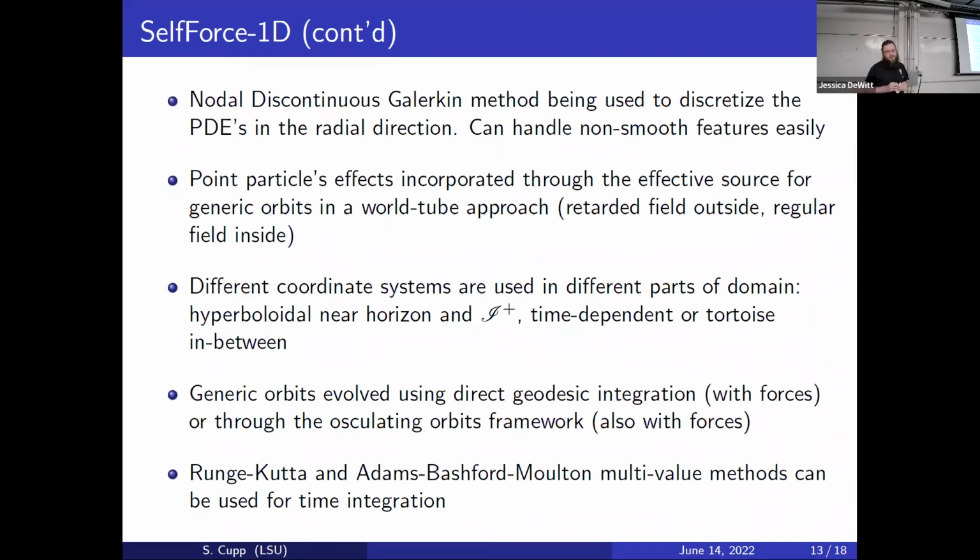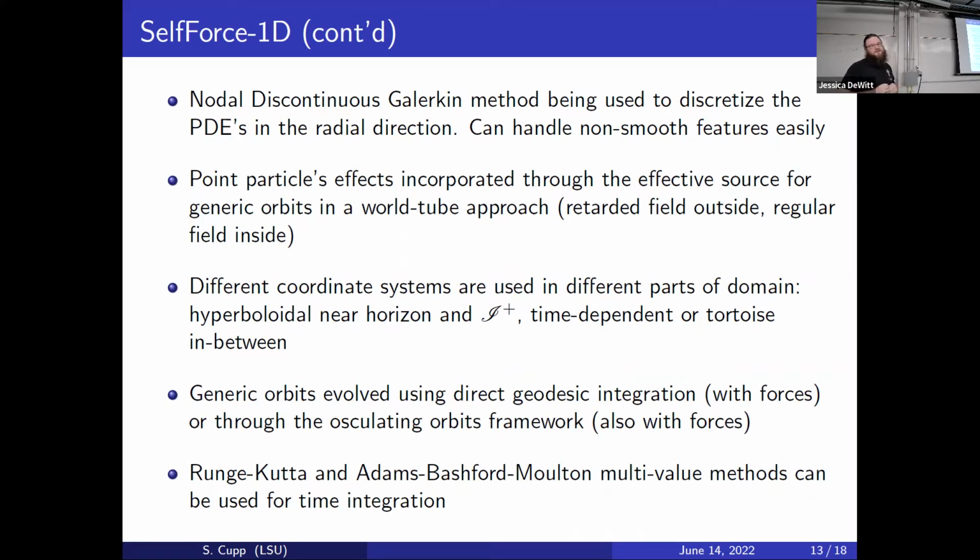So we're using the nodal discontinuous Galerkin method, as I said, to discretize the PDEs in the radial direction. It can handle non-smooth features easily thanks to the nature of how the element boundaries have these fluxes, and that there's a doubling of the grid points at the element boundaries.